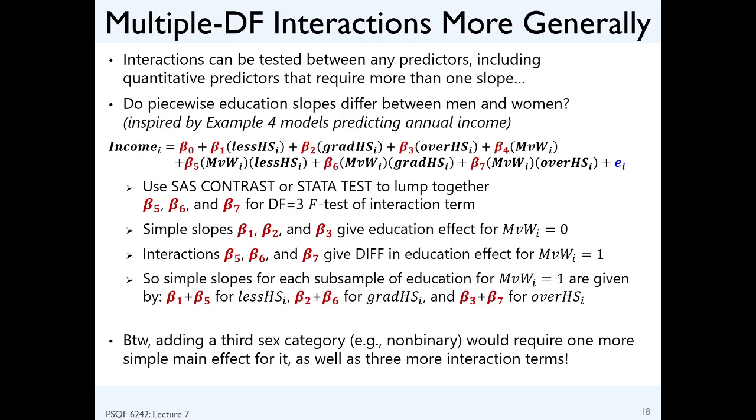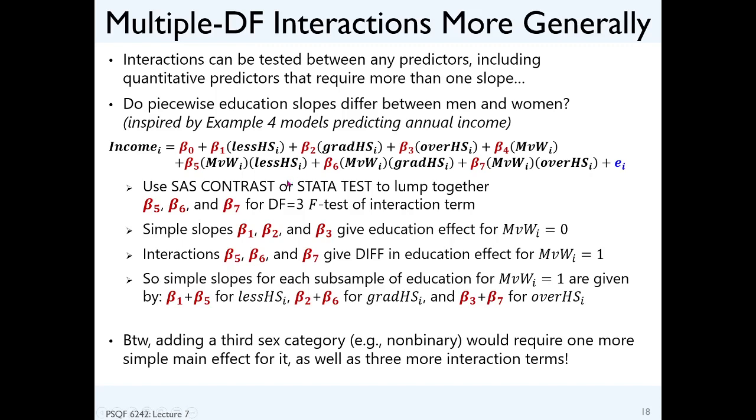So in 6242, we had an example using the GSS, General Social Survey data, in example 4 and lecture 4, where we were looking at the effect of education. And education I had divided into 3 regions and fit what's known as a piecewise linear model or a spline model, where different slopes are estimated for different regions of education.